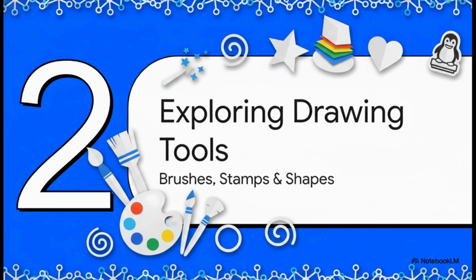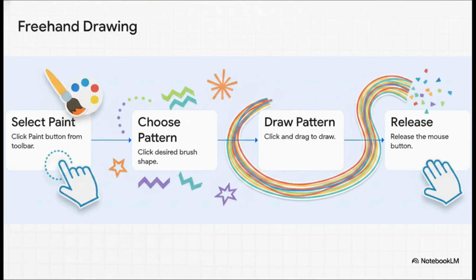Moving right along to Section 2, Exploring Drawing Tools. Creating a freehand drawing in Tux Paint is as easy as 1, 2, 3, 4. First, you just select the Paint button from the toolbar on your left. And when you do that, notice how the selector on the right changes. It pops up a sub-toolbox full of different brush patterns. Step 2, click whichever brush pattern you want. Step 3, just click and drag your mouse across the canvas to draw. And Step 4, let go of the mouse button when you're done. It's completely intuitive and gives you total freedom to sketch out whatever is in your head.